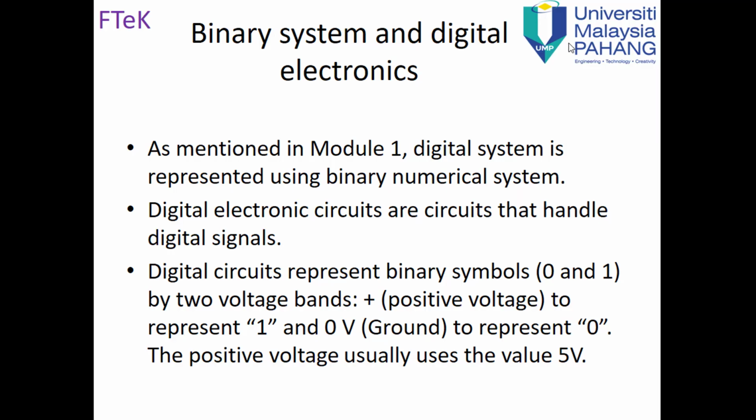It's time to speak about the relation between the binary system and digital electronics. As I mentioned in the video of module 1, a digital system is represented by the binary numerical system. We use the binary system because digital electronic circuits can represent binary symbols 0 and 1 using two levels of voltage: the positive voltage, which represents 1, and the 0 voltage, which represents 0. Most devices, including the microcontroller that we are studying in this course, which belongs to the AVR family, use 0 volt for 0 and 5 volt, the positive voltage, for 1.